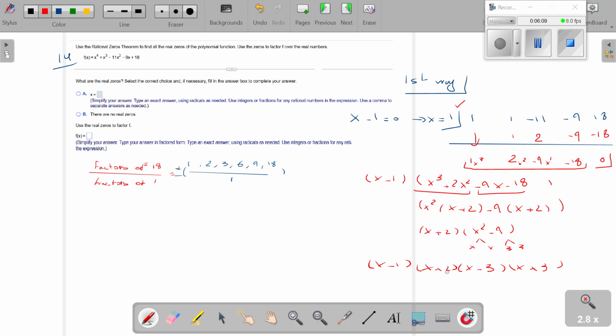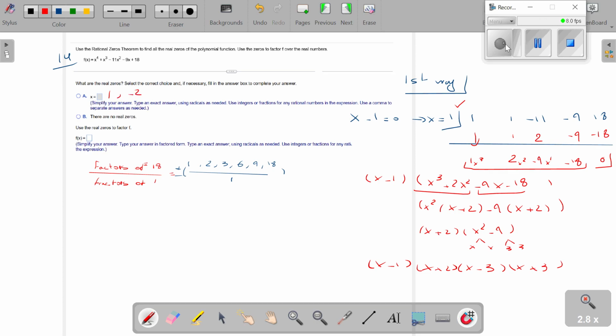Now, just set each factor equal to 0 and solve for x. x minus 1 equal to 0, one of the zeros is 1, which we already found before. x plus 2 equal to 0, the other zero will be negative 2. x minus 3 equal to 0, 3, and x plus 3 equal to 0, negative 3. So these are the list of the zeros of the function, and the factored form is already here, which we did before. So this was the first method.